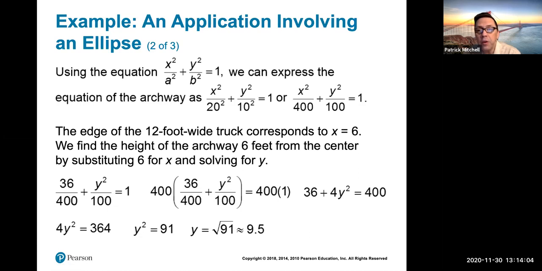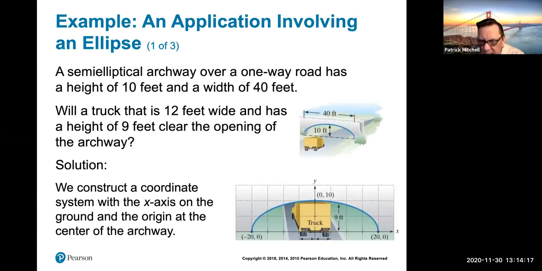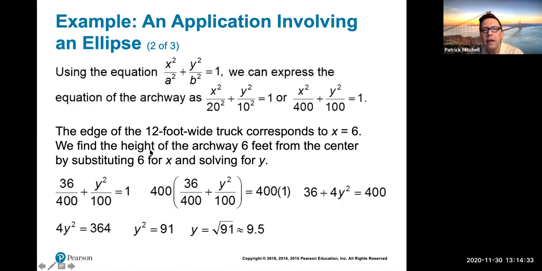So now to answer the question of whether the truck will be able to clear the archway, the edge of the 12-foot wide truck corresponds to x equals 6. Let's see if you can see that in the picture, right? Because the truck is 12 feet wide. So that means this point right here would be (-6, 0), and this point right here would be (6, 0). So what we're going to do is find the height of the archway 6 feet from the center by substituting 6 for x and solving for y.